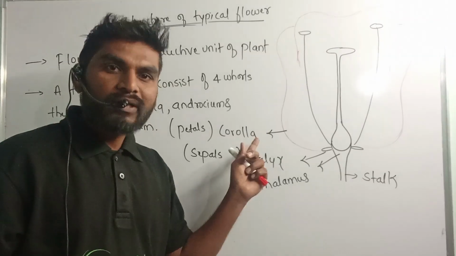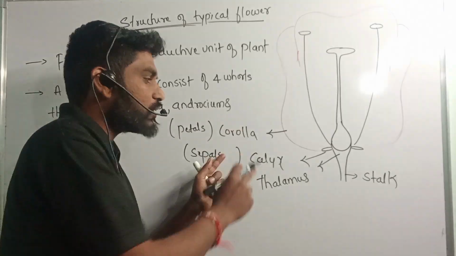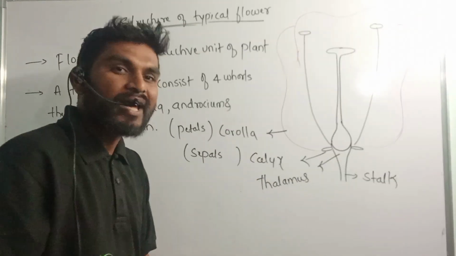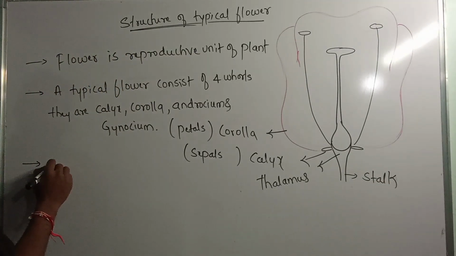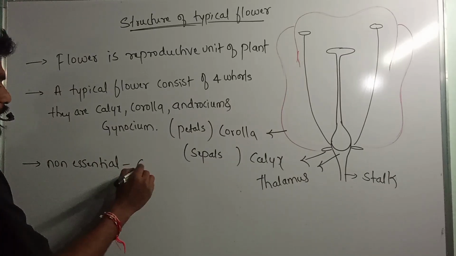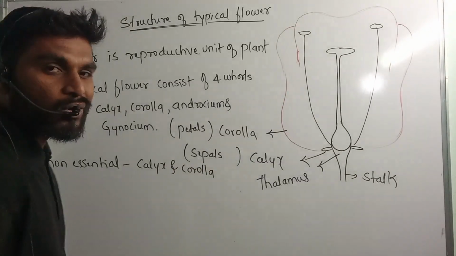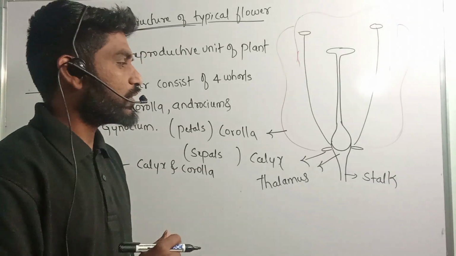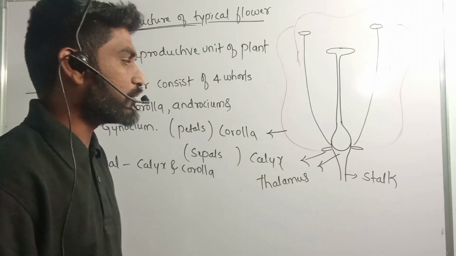These calyx and corolla are not directly involved in sexual reproduction. ये दोनों calyx and corolla sexual reproduction के अंदर directly involve नहीं होते, इसलिए इन दोनों को accessory organs बोलेंगे, and we also call them non-essential organs. Calyx and corolla come under non-essential organs, or you can say accessory organs, because they have no direct involvement in sexual reproduction.